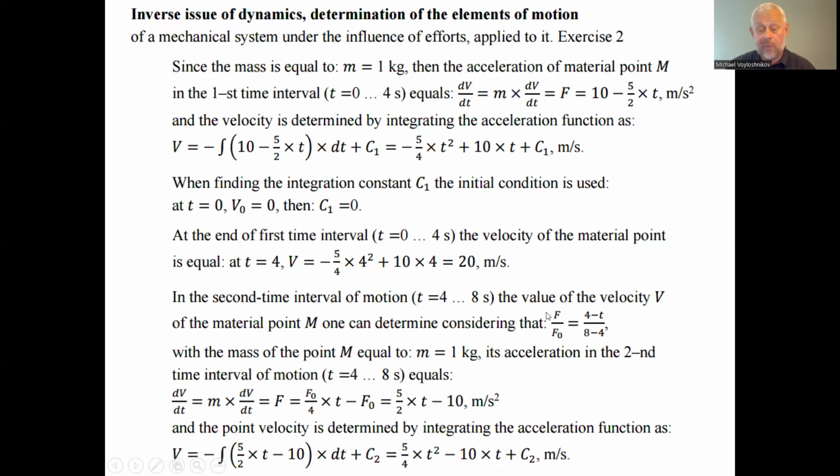This comes of this proportion, F divided by 4 multiplied by time minus initial force, equal to 5 divided by 2 multiplied by t minus 10 meters per square second. This is meters per square second because this is nominally the acceleration, but it is equal to the force as we have the mass of this body equal to 1 kilogram.